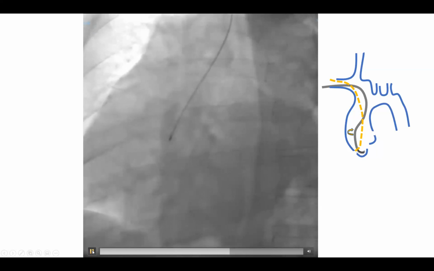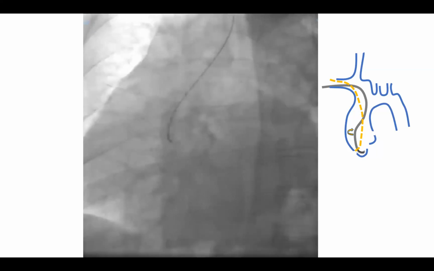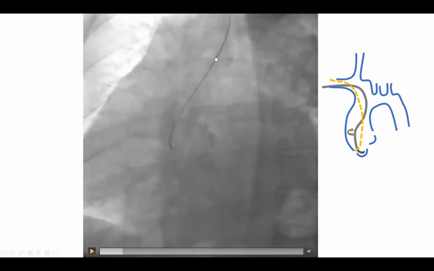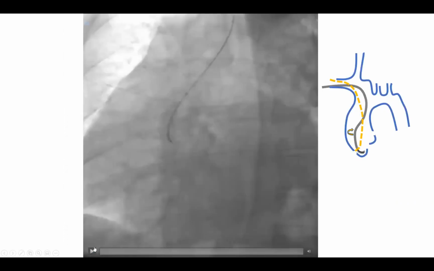Now, why does this work? For a couple of reasons. The wire does a couple of things. One, it provides stiffness to the catheter, and it provides more body and weight to the catheter, which allows more torque transmission. Two, it straightens that angle here. It straightens the tortuosity, which again allows more torque transmission.